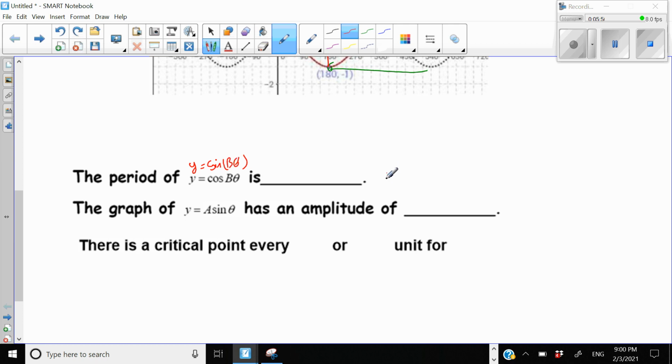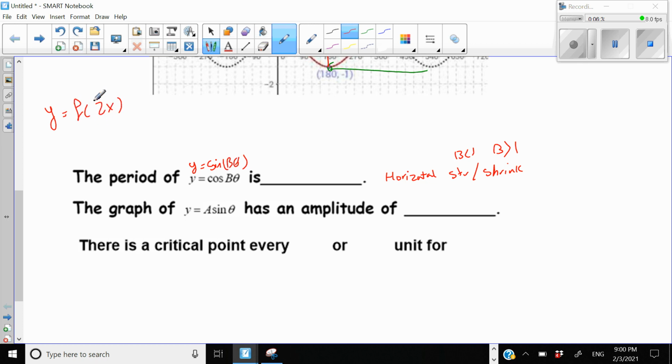That means we're going to horizontally stretch or shrink our function. That is based on the value of b. If b is greater than 1, shrink. If b is less than 1, we are stretching. If you remember, this is similar to y equal to f of, for example, 2x.